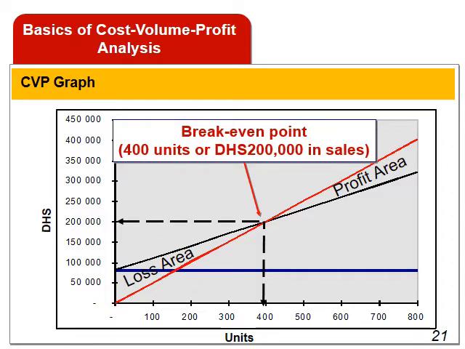In the case of Racing Bicycle, break-even is 400 bikes sold, or sales revenue of 200,000 dirhams. In other words, if the company sells more than 400 units, the company will make a profit. If the company sells less than 400 units, the company will make a loss.